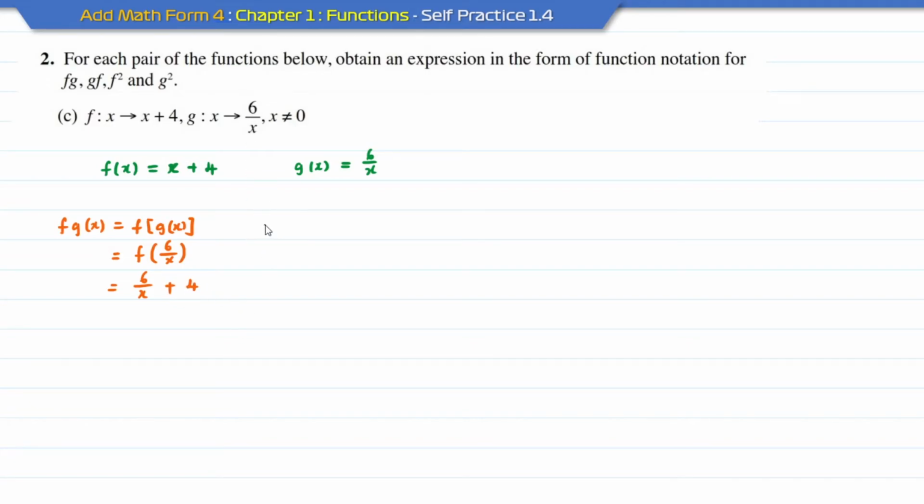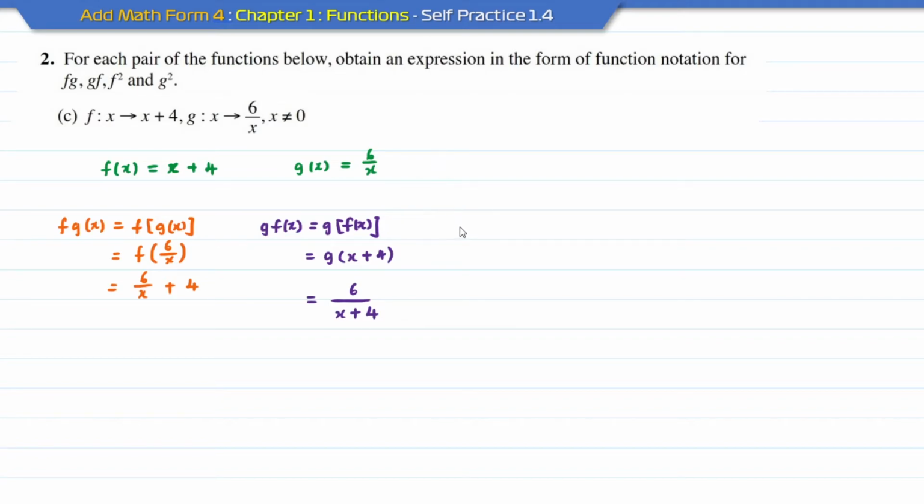Then for the composite function of gf(x), which means we're going to insert the function f into the function g. So our function f is x plus 4. So we're going to insert the x plus 4 into the x in our function g, which will become 6 over x plus 4.